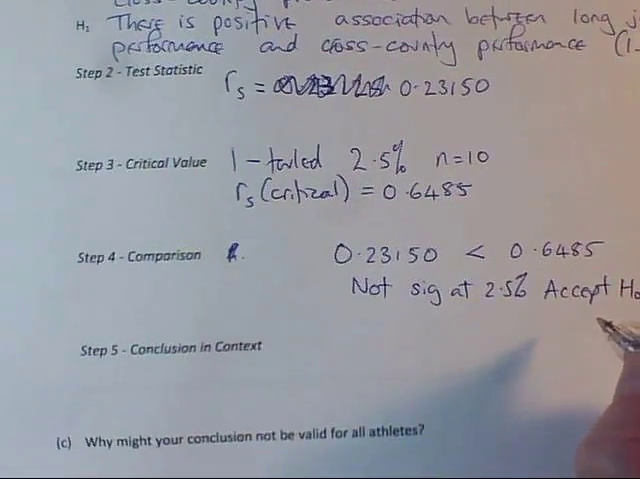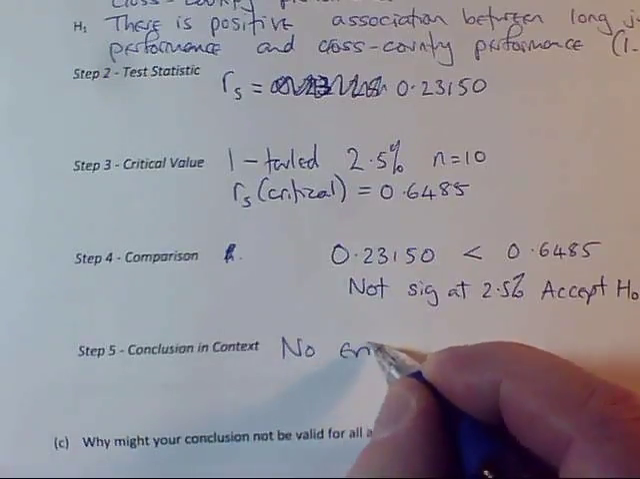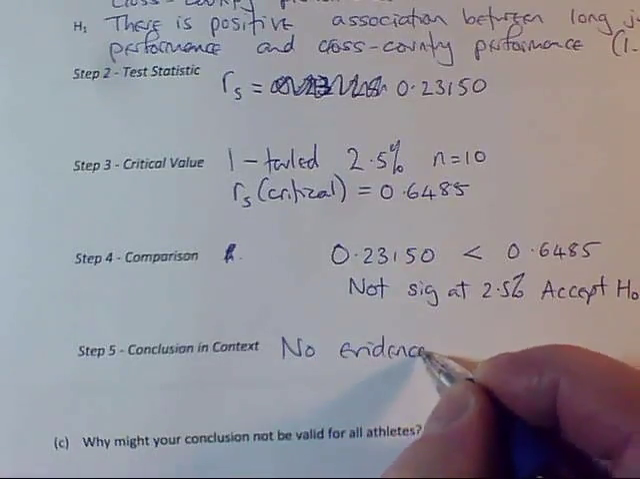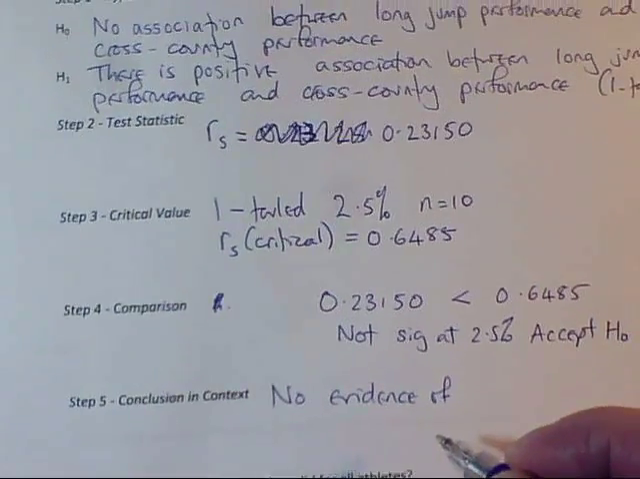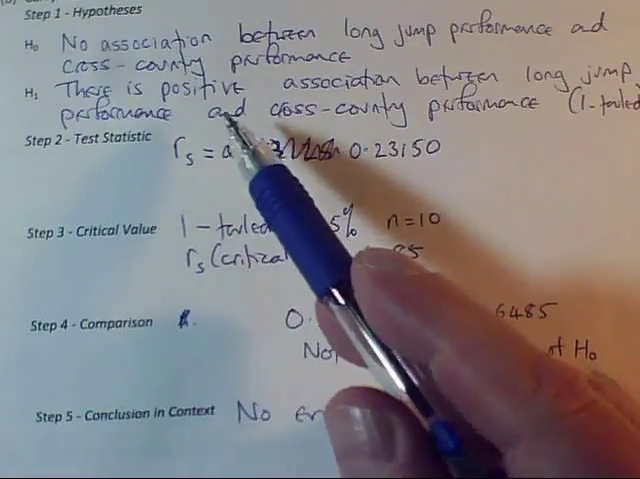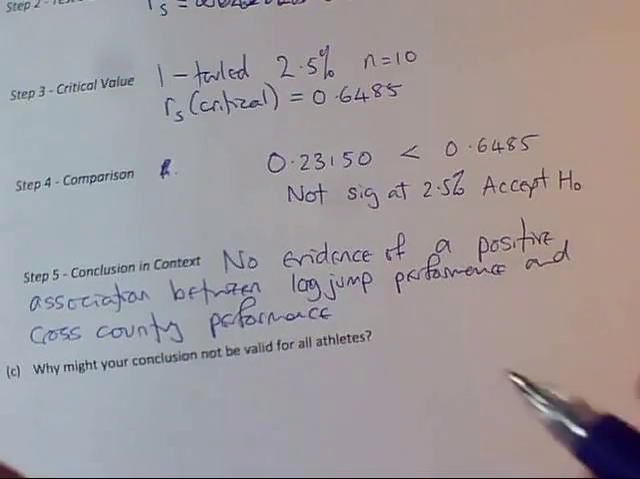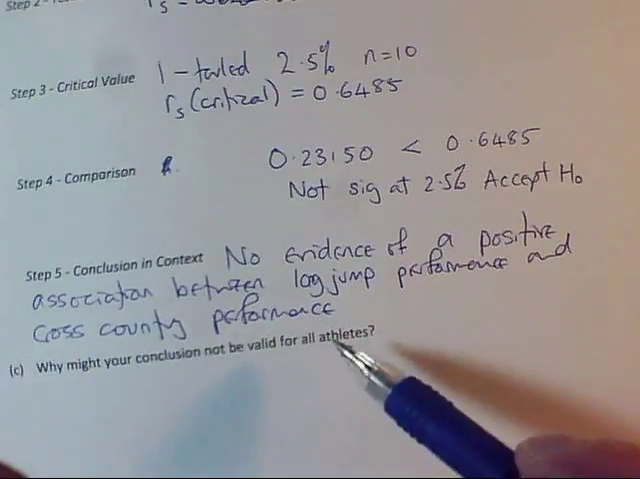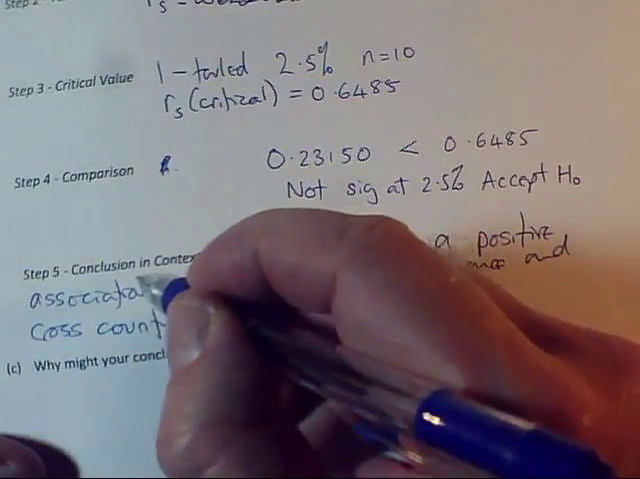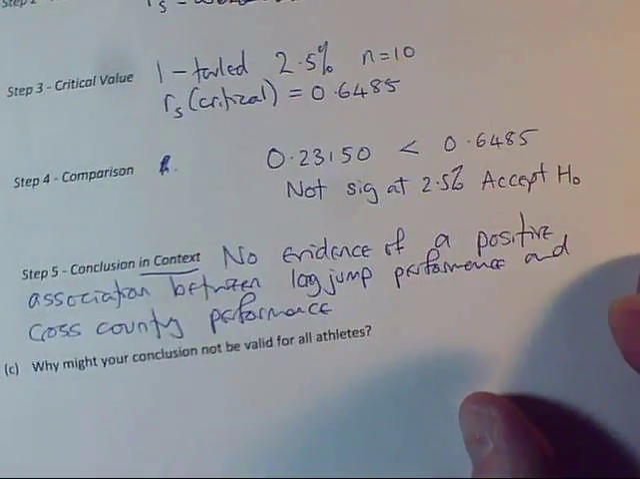And my conclusion in context, because I'm accepting H0, we always say we have no evidence of something, and to work out what we don't have evidence of, we look back at our statement of H1, or double check back with the question. But if you've carefully stated H1, that's what you don't have evidence of. So I don't have any evidence of a positive association between blah-de-blah and blah-de-blah. But of course, you've got to write out long jump performance and cross-country performance in full. This is in context, so you do need to actually put in all the words, otherwise you could lose marks.